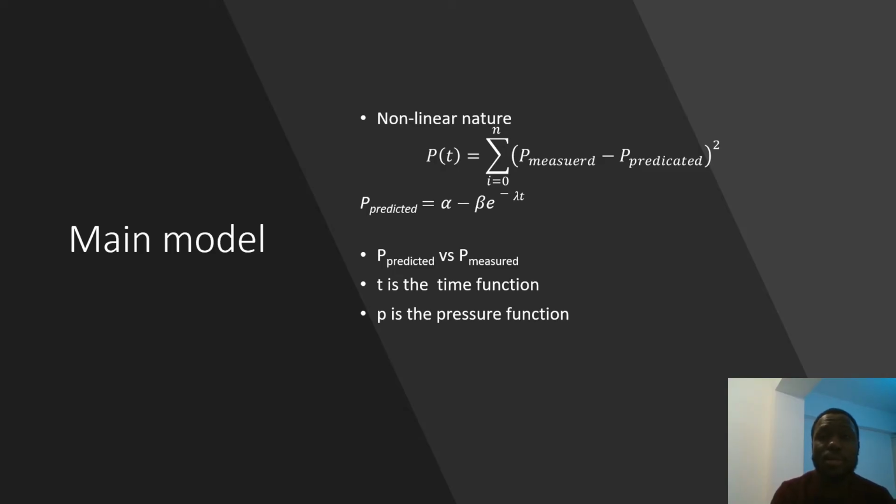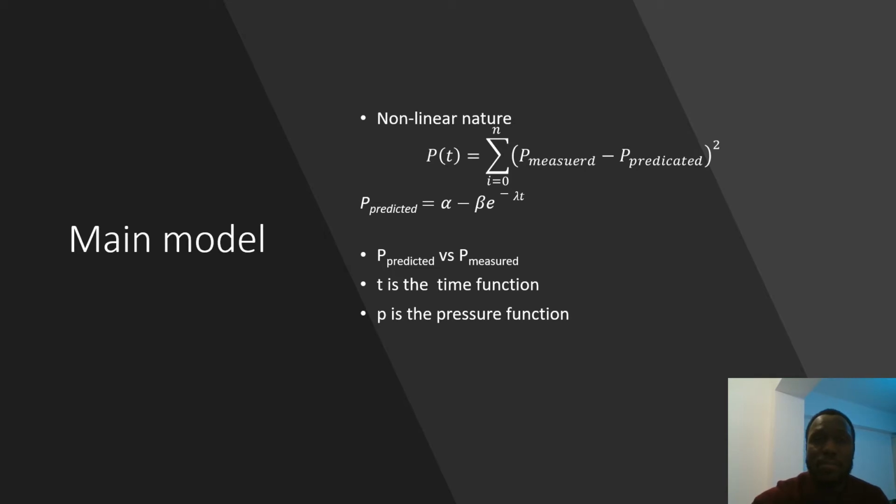This slide shows the main model we shall use for this study. Our main model is of nonlinear nature and it's a function of pressure and time. P measured, or measured pressure, should actually be real field data, but since we do not have that at the moment, we simulated our pressure as you saw in the last few slides. P predicted is a function of three parameters, that is alpha, lambda, and beta, as we shall explain in the next few slides.